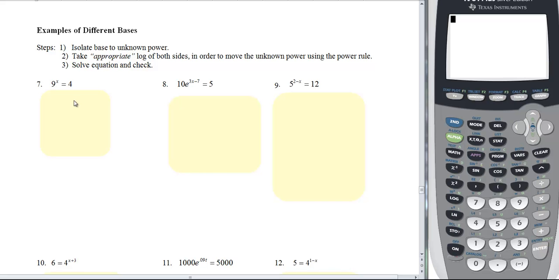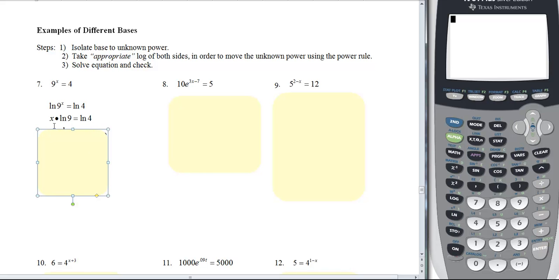So in this particular problem, since my base raised to the unknown power is already isolated, I'm going to take the natural log of both sides. Remember, whatever you do to one side, you've got to do to the other. The only reason I'm doing this is so that I can bring the x out to the front using my power rule. So that would be my next step.